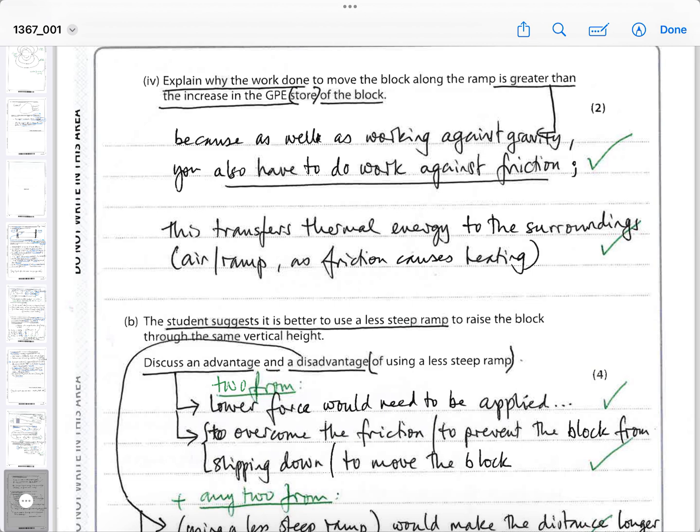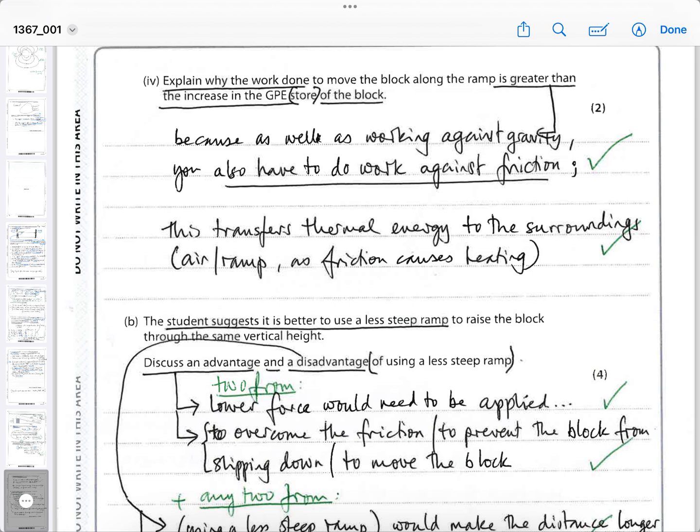So you have to overcome the friction. So there's two lots of work. One is against lifting, against gravity, and one is against the friction forces. Okay, this transfers thermal energy to the surroundings, or it could be to the air, the ramp, because friction causes heating in a general sense. But it's the bits outside the bracket which are crucial.